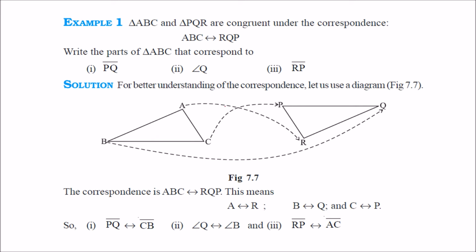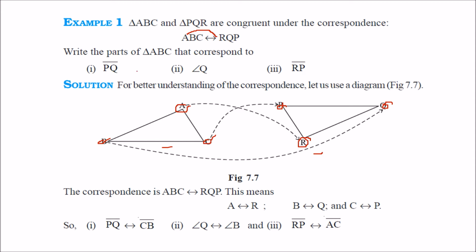If ABC and PQR are congruent under the correspondence, this one, so A is corresponding to R. If these two are triangles, A is corresponding to R. See, the dotted line shows the correspondence. B is corresponding to Q, and the third one, C, is corresponding to P, right? So this is the correspondence.